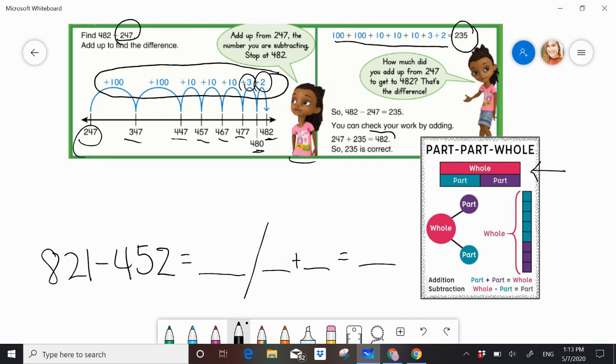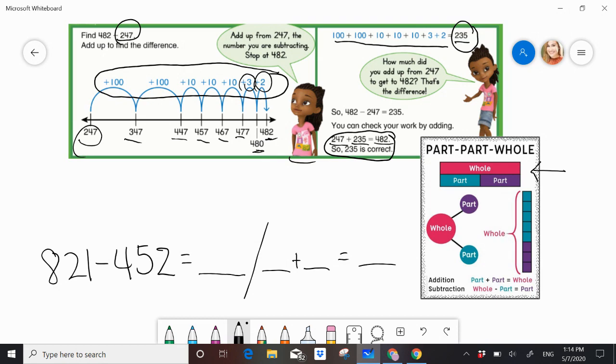And they say also you can check your work by adding. So you can add up the two parts. 235 plus 247 does equal your whole. So I put this visual of the part-whole chart just to keep us in check and make sure we're thinking about subtraction in terms of addition. Also, a way to check subtraction is by adding. So you should be getting both of your parts adding up to your whole when all is said and done.